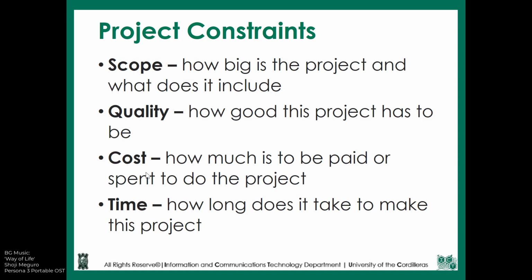So here we have the project constraints. So whenever you're going to create a project, regardless of how small that is, you need to have the following things to look into. So you have there the scope, which answers the question, how big is the project and what does it include? So what are the details? What's the big picture? Quality, how good this project has to be. So it's kind of a given in a project, you have to give the best quality. However, due to other project constraints, that may be something that you can't necessarily do.